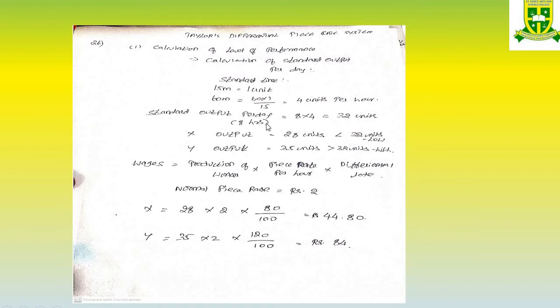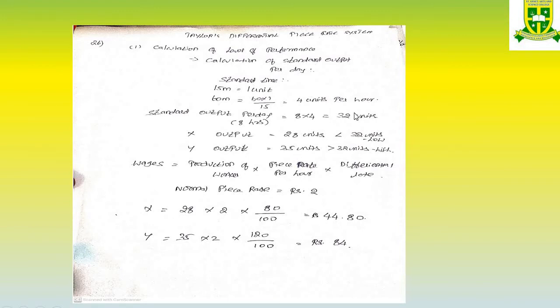This is the standard output per day. Now I found out what the standard output is. Now compare the performance of the worker with the standard output. X's output is 28 units. Y's output is 35 units. So now compare with it.